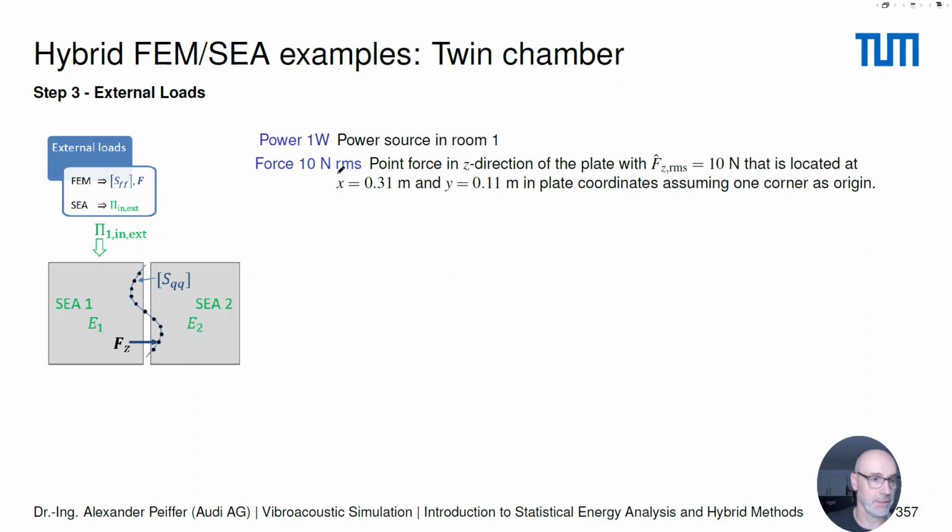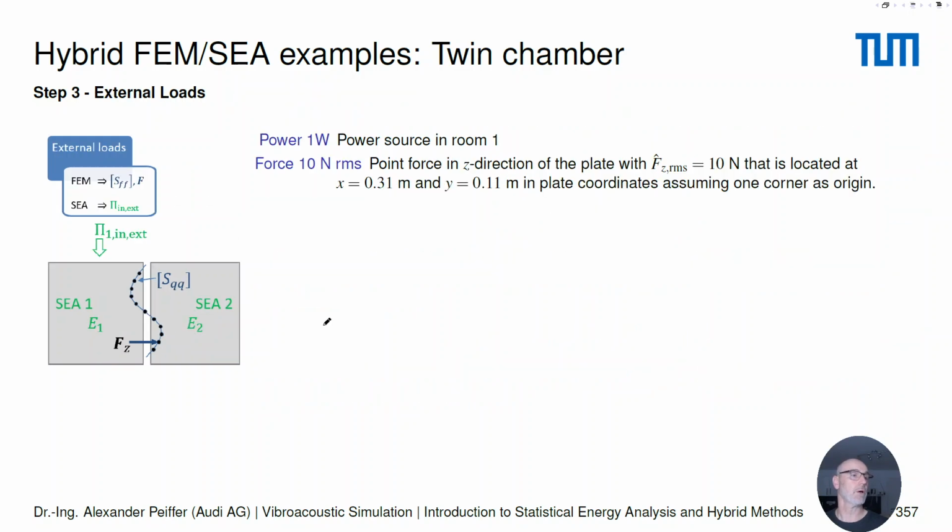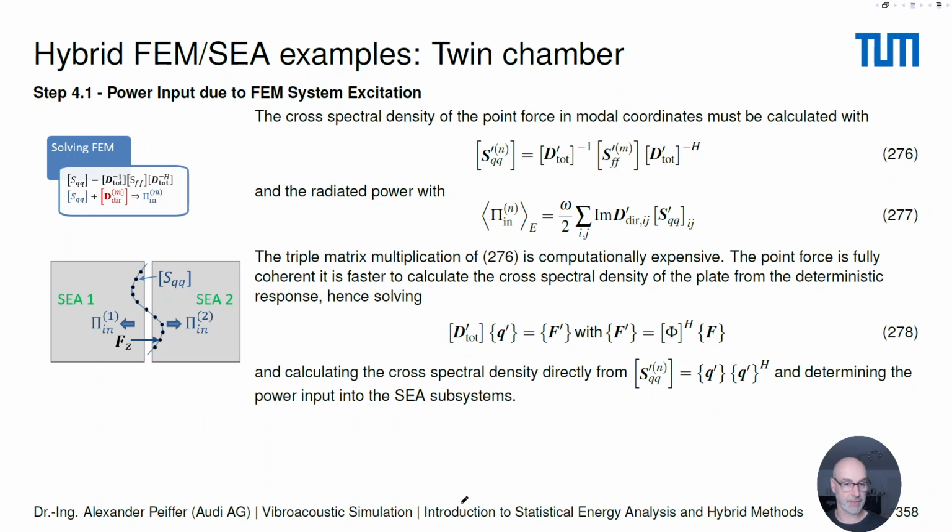And we have the 10 Newton root mean square point force that is exciting our plate at a specific position, so at x 0.1 and y 0.11. So the point coordinates, these are the coordinates of the plate where it is excited. So then we have defined the sources, and the next step is now to apply them.